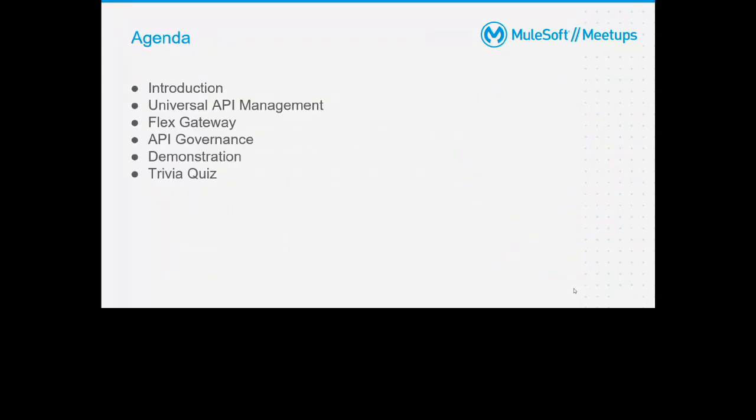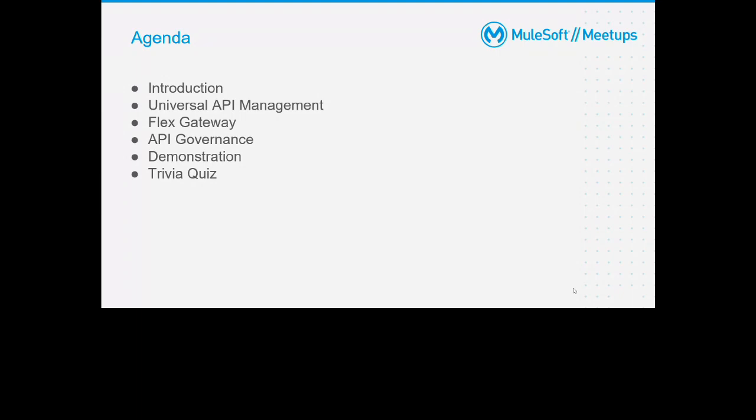So let me start with the agenda. We'll talk about what universal API management is and how to set up Flex Gateway on Kubernetes. Then how to enable port-based routing and how to enable path-based routing. What are the limitations of port-based routing and what are the limitations of path-based routing? And we will see some practical scenarios basically.